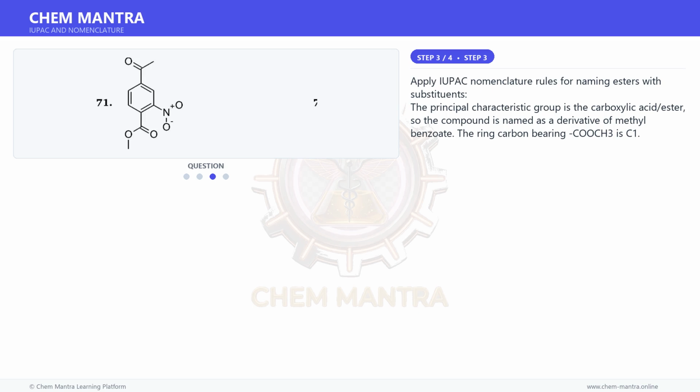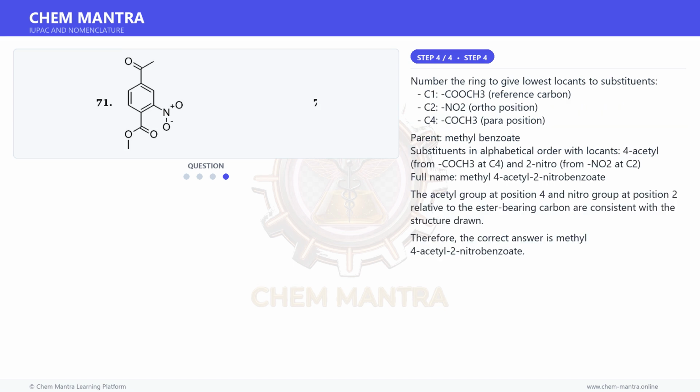Apply IUPAC nomenclature rules for naming esters with substituents. The principal characteristic group is the carboxylic acid ester, so the compound is named as a derivative of methyl benzoate. The ring carbon bearing CH3 is C1. And for the final step, number the ring to give lowest locants to substituents.